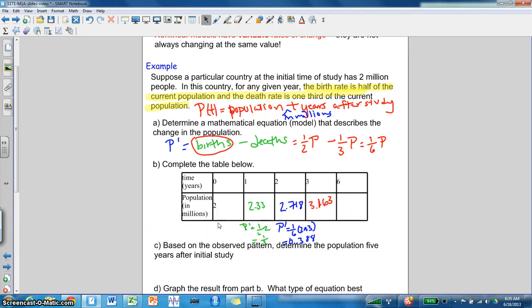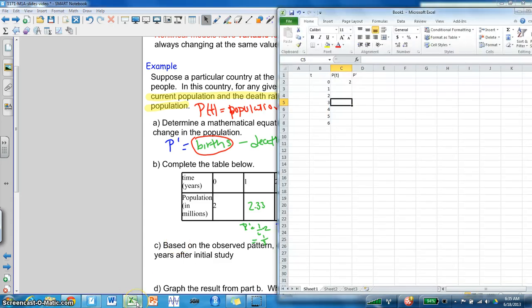Now, instead of doing this all by hand, Excel is really nice to be able to do all this for us. So here I've created just a little mini table of T, P of T, and P prime, the change in P, the change in the population. I've inserted our table vertically instead of horizontally, given the T values that I want to know about, and P of T here is 2. Now I'm going to insert the P prime value that we found down here of 1/3.